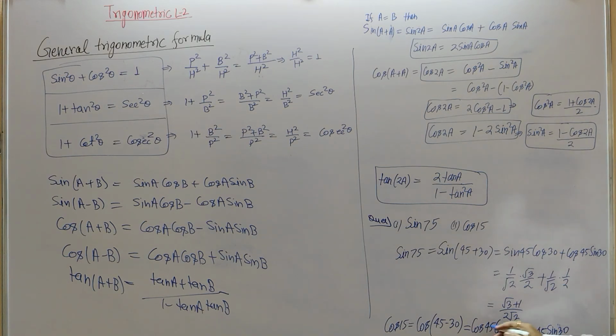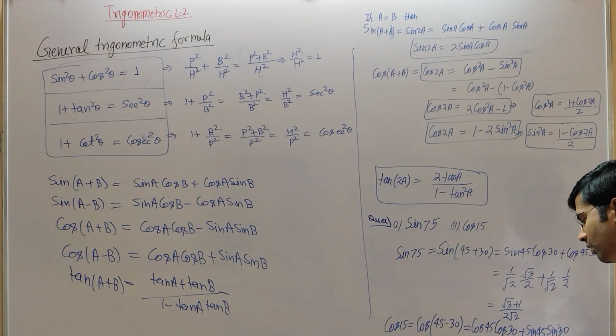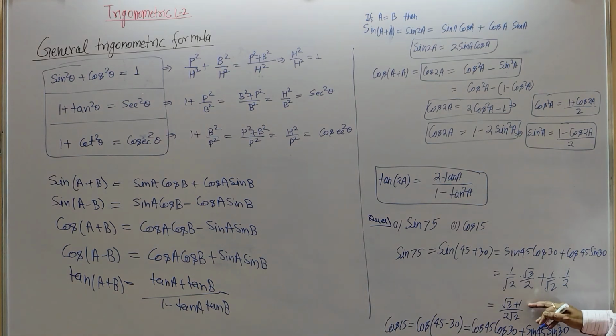So this value is again 1 upon root 2, 1 upon root 2, this is root 3 upon 2, plus 1 upon root 2. This is 1 upon 2. So we are getting the same value, root 3 plus 1 upon 2. That means we have to remember this value.